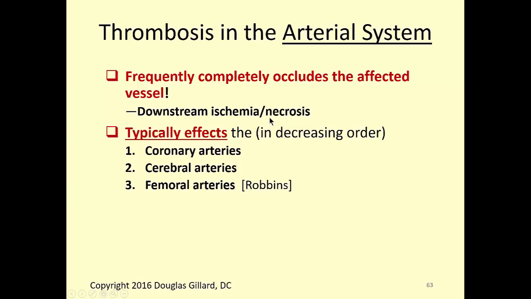Thrombosis typically affects, in decreasing order, and this is actually a question on the midterm, if I remember: the coronary arteries the most commonly, which is bad, right? How can it affect them? They get clogged, like with atherosclerosis. Cerebral arteries second, femoral arteries third.